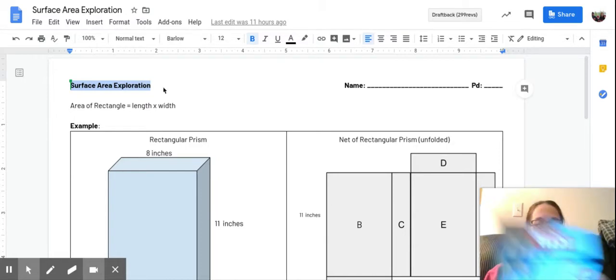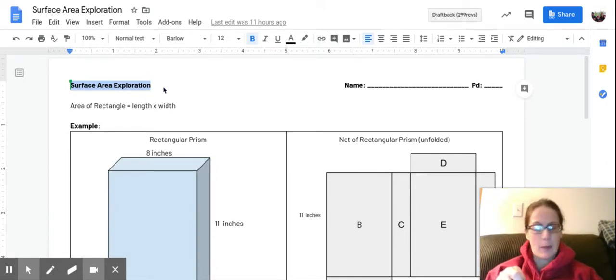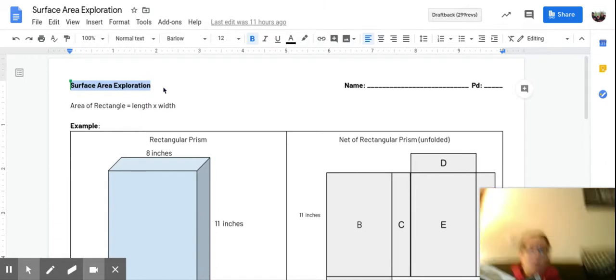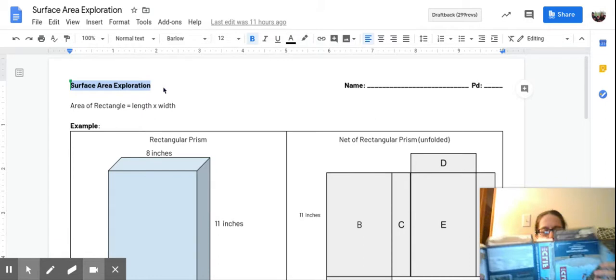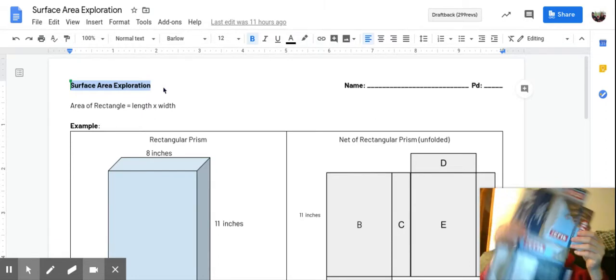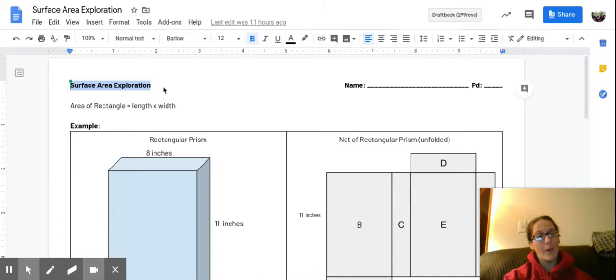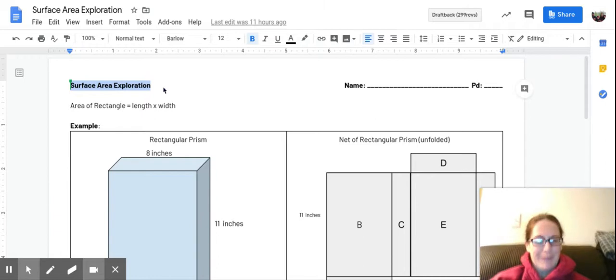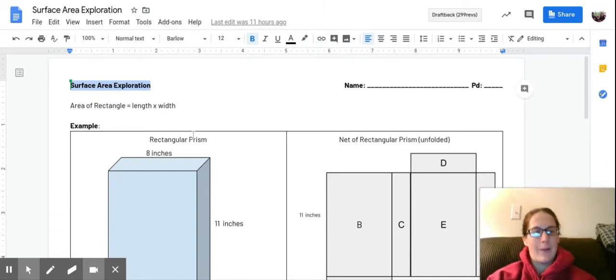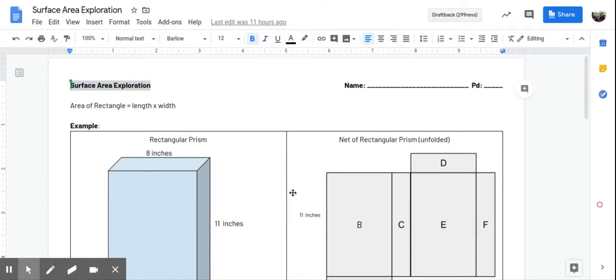Surface area would be, if I have my Cliff Bar box here, I don't want to know how much space it takes up, but how much room the box covers. So if I split my box apart and find out how much surface area each of my sides took up, it does have a purpose for us to be able to find surface area.